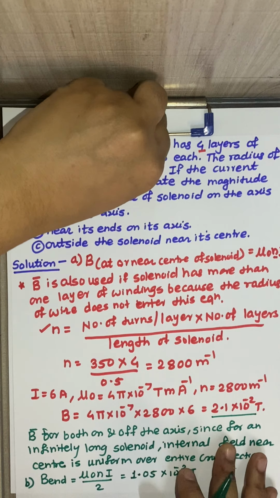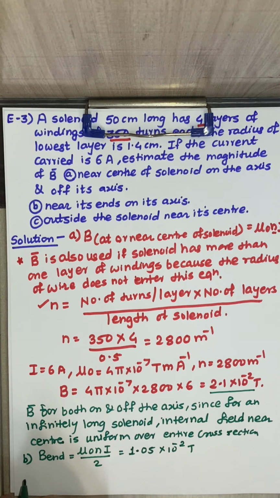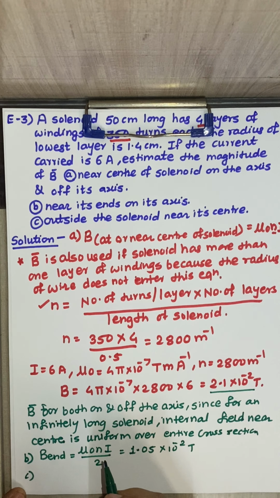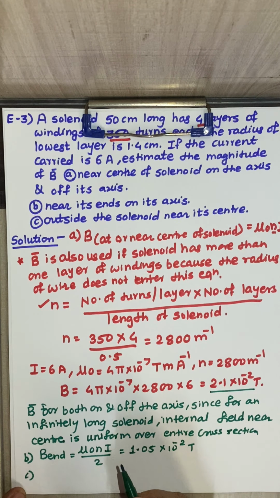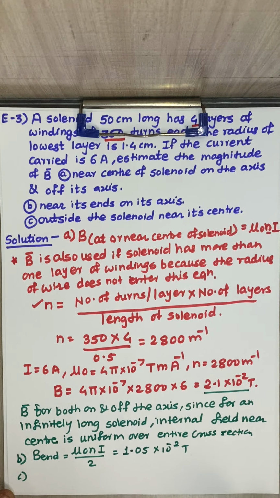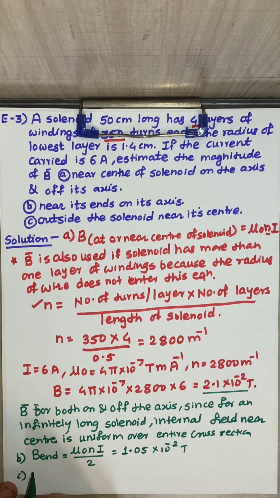Now what is the last one? The last one is they have asked outside the solenoid near its center. And we know that the outside field near the center of the long solenoid is very negligible as compared to the internal field. So this also we will enter in the answer.